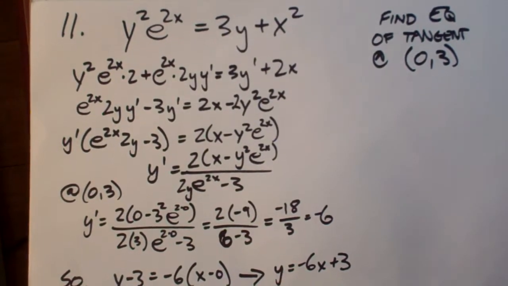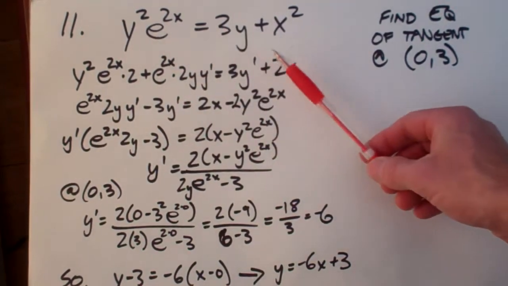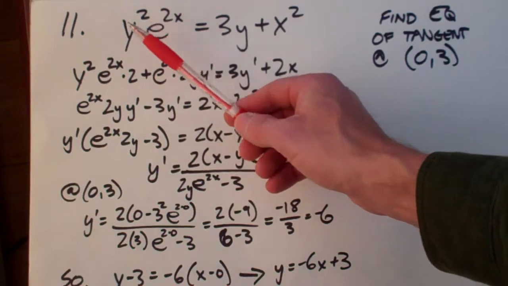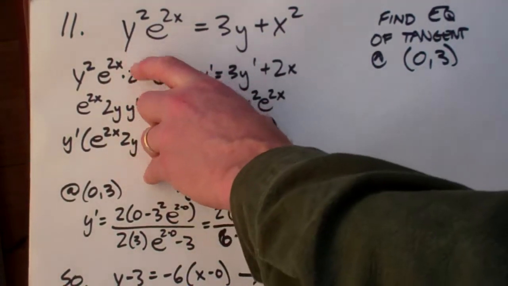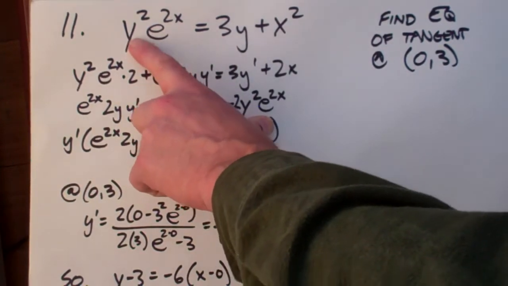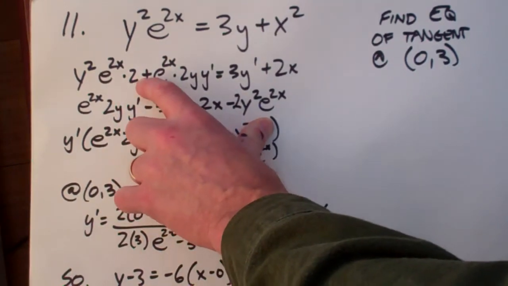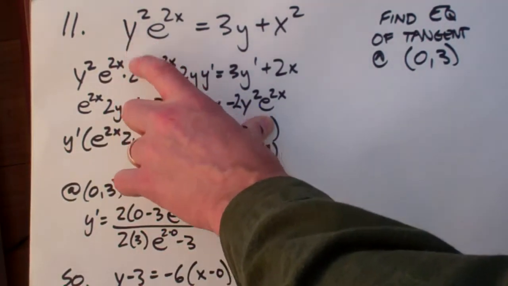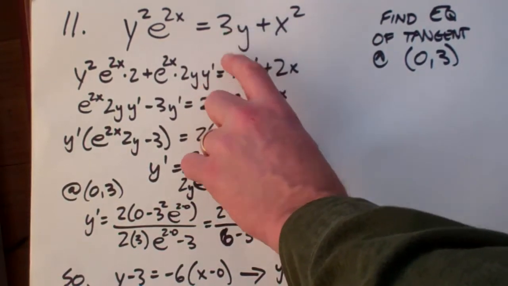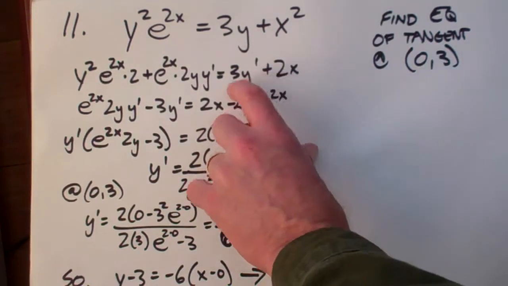And it says, find the equation of the tangent to this curve at 0, 3. So again, I just take the derivative of both sides. This is implicit differentiation. I've got an x, I've got a y. When I take the derivative of this, it's just a product rule. So this times the derivative of that, there it is, plus that times the derivative of my y squared, there's that 2y prime again. The derivative of this is just 3y prime like we talked about, and the derivative of that is just 2x.